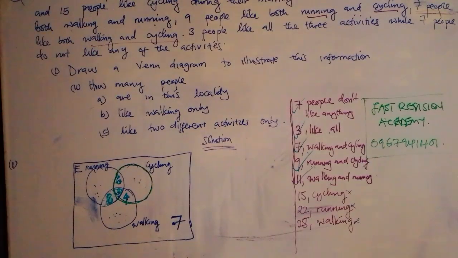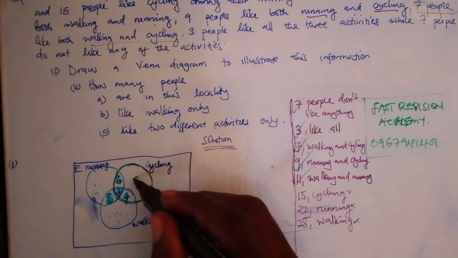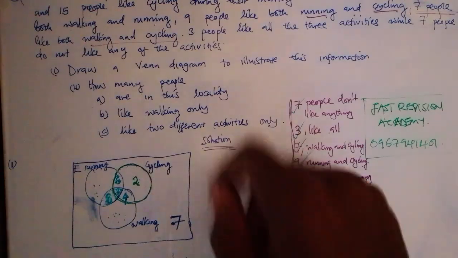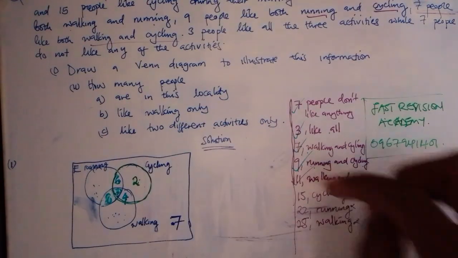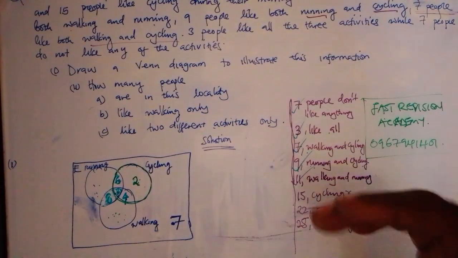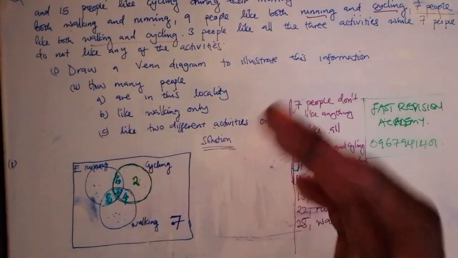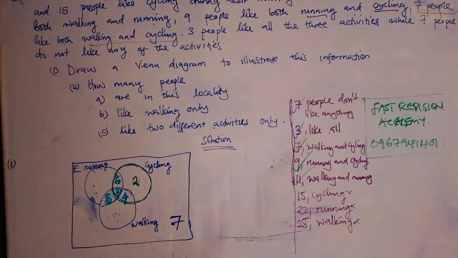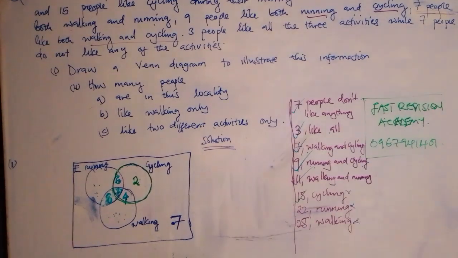So meaning out of the 15, we are only remaining with what? 2 people. So meaning here you put 2, so that when you add everything in cycling, it's supposed to give you what? 15. 6 plus 4, 10. Plus 3, 13. Plus 2, 15. So meaning we have entered our cycling. Then moving on to our walking.